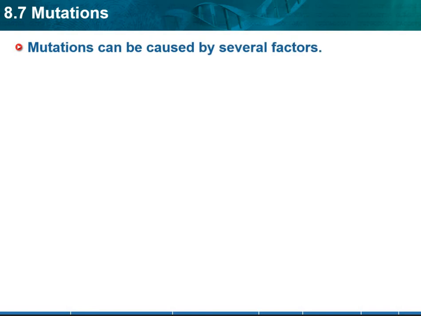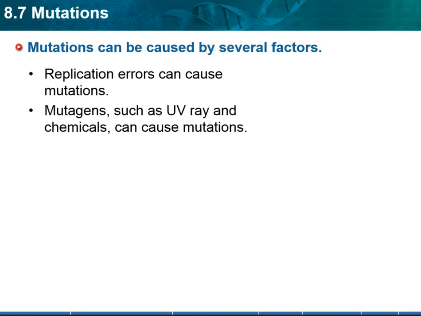So replication errors can cause mutations to occur. Things that cause mutations are referred to as mutagens, so things like UV rays, chemicals, different things like that are going to be stuff that can cause mutations.